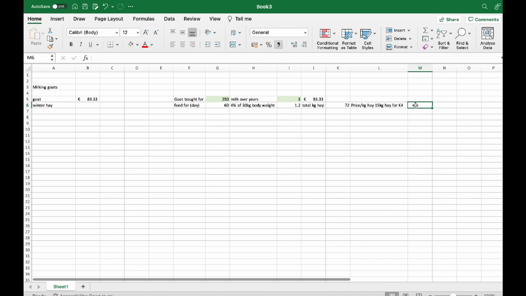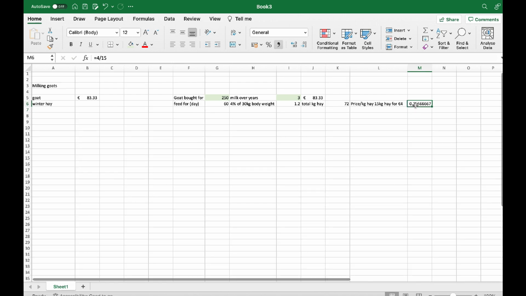Now, I'm hoping that I'll eventually be able to get my own hay made at the farm. So I'm going to do a calculation here in my calculator. €4 divided by 15 kilos is 0.27. I can put this in here. This is equal to 4 divided by 15. So that's the price per kilo of hay.